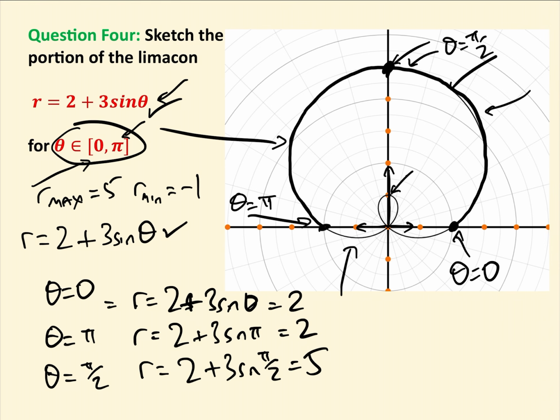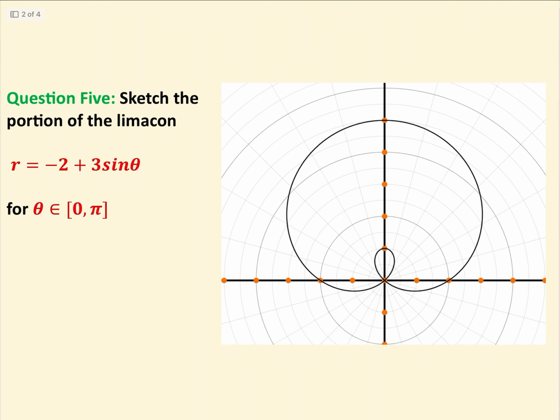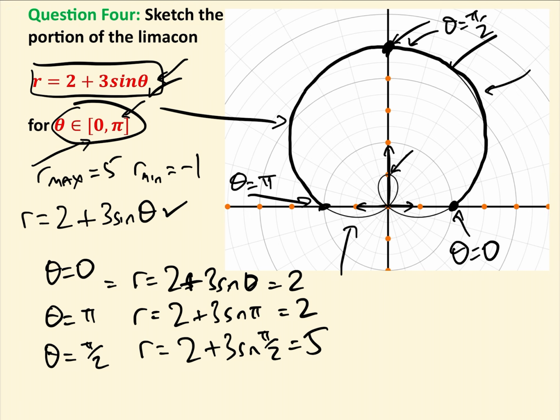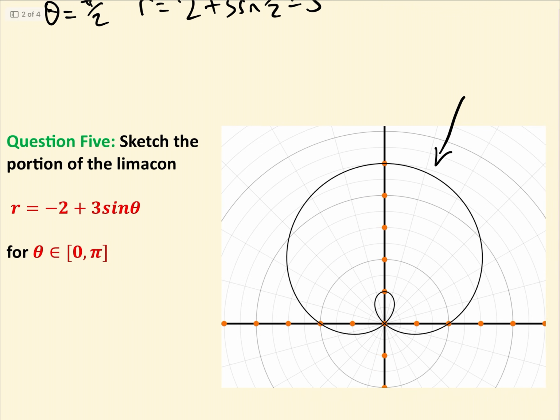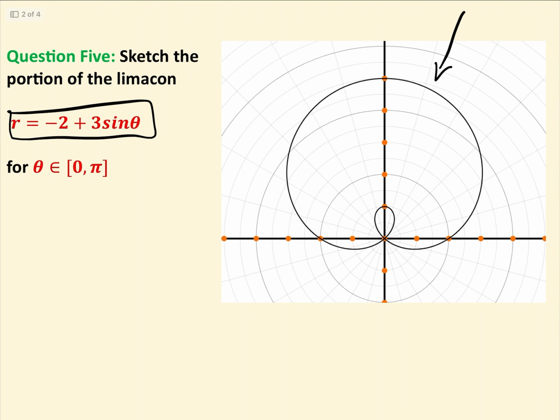Now let's have a look at question 5, and you might be forgiven for thinking that question 5 is identical to question 4, because we can clearly see that this is the same sketch as that. And yet our equation, r equals 2 plus 3 sine theta, is now r equals minus 2 plus 3 sine theta. Well, they create the same curve, except this time when we look at the domain, we will see it sketches a different portion of it.